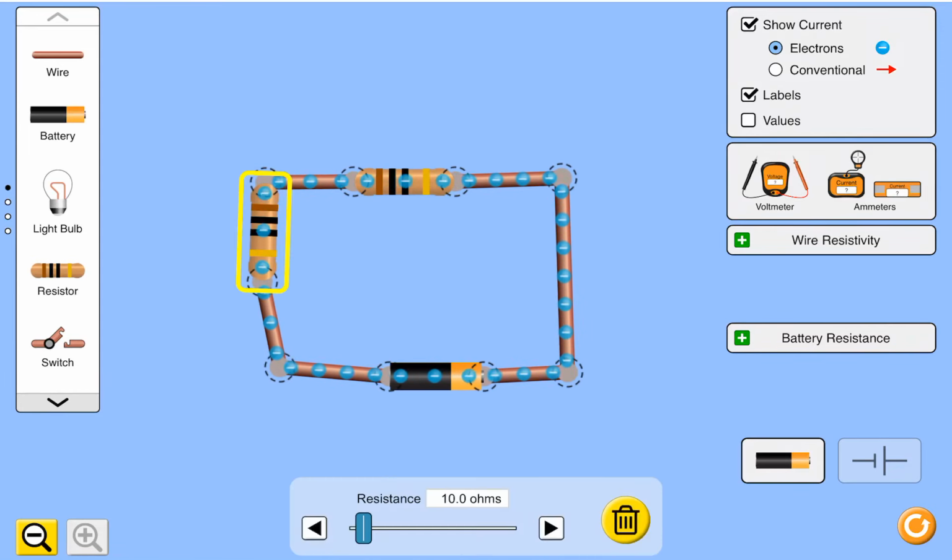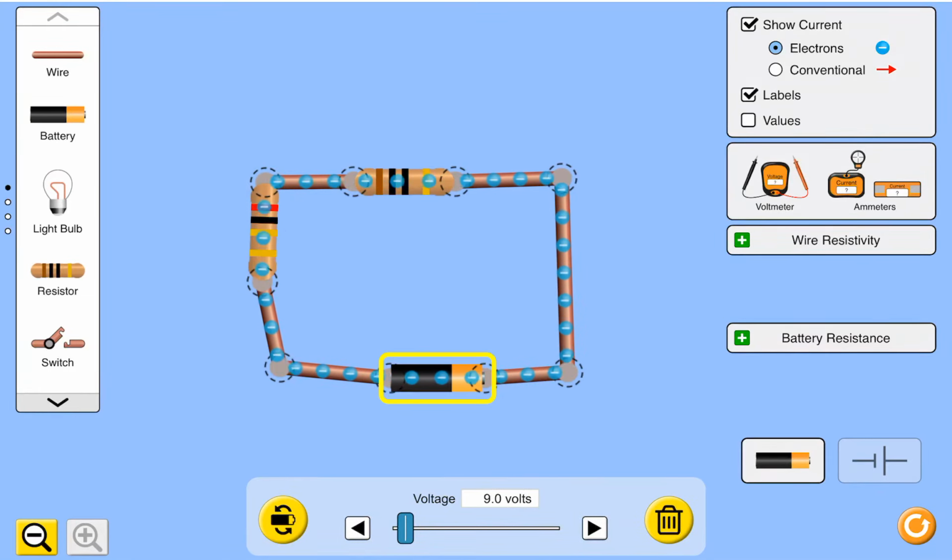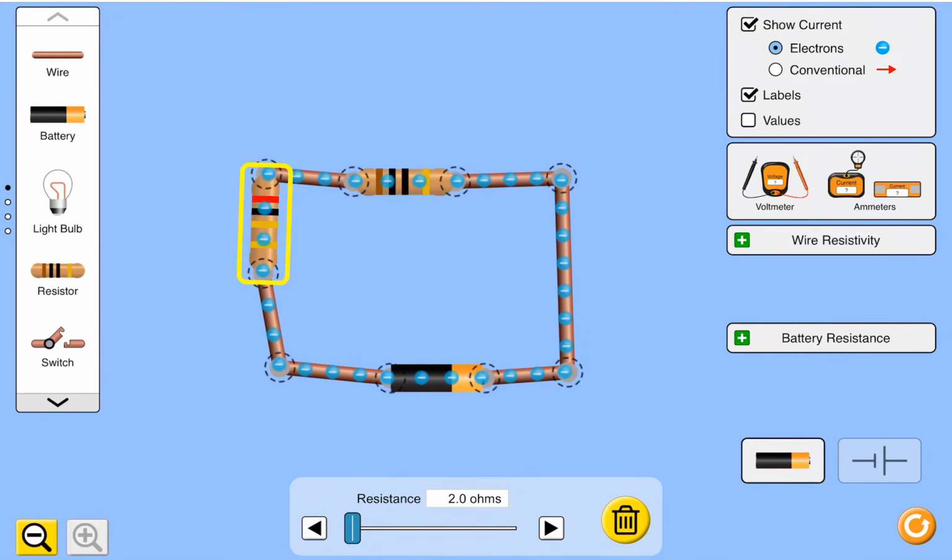So if I click on the resistor, I can increase the resistance. If I increase the resistance, you notice very quickly that the electrons slow down to almost a complete stop. Reason being, if I have more resistance, according to V equals IR, if I have the same V in the battery, right, the bigger my R, the smaller my I. V equals IR. Now, we're going to set this back to 10.